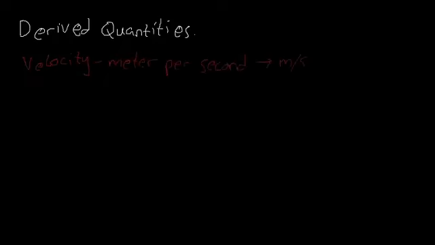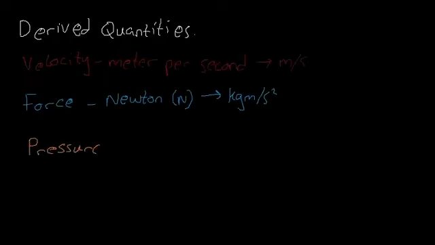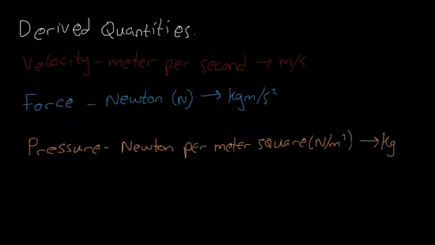Derived quantities, on the other hand, are defined in terms of the 7 fundamental quantities. Their units are obtained by combining fundamental units. Some examples are velocity, measured in meter per second, force, measured in Newton, and pressure, measured in Newton per meter square.